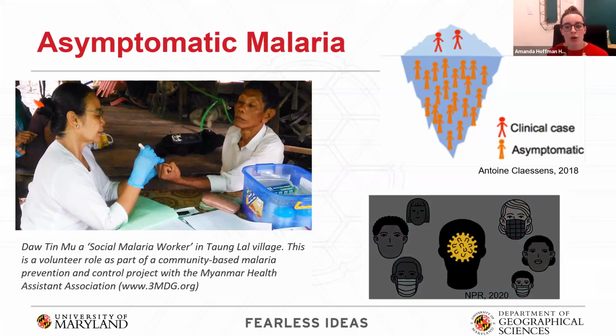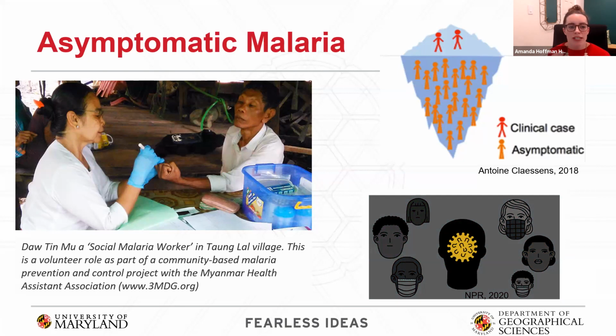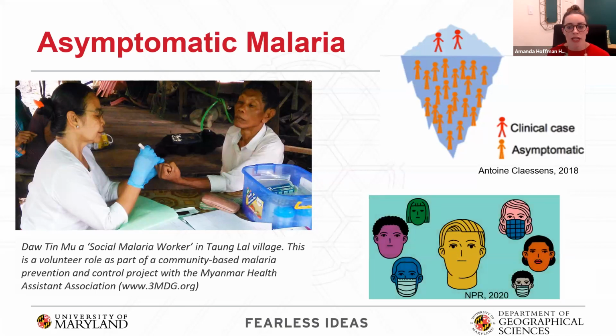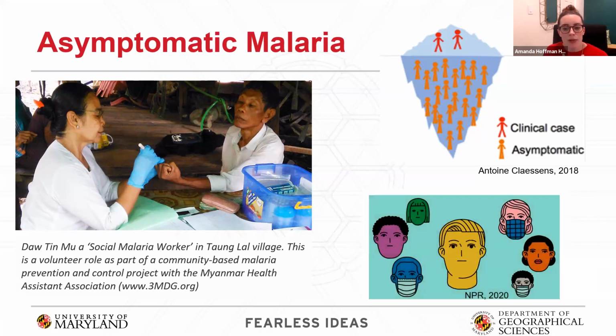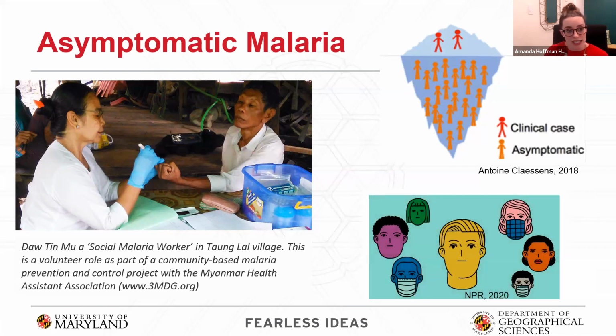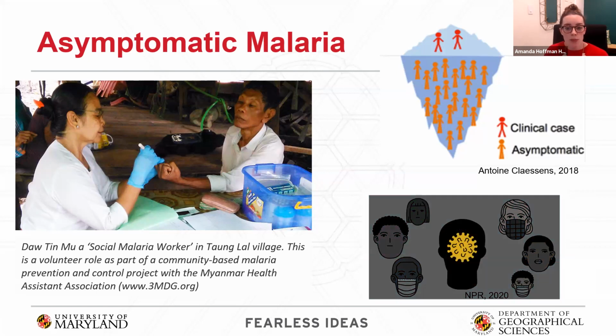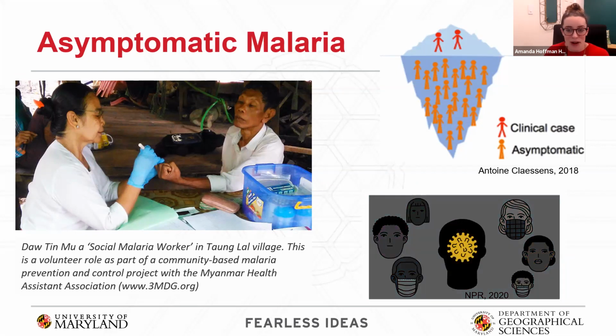While social malaria worker initiatives, like what I'm showing on the left, have been wildly successful in Myanmar, villagers only seek out these social workers when they are experiencing malaria symptoms. Much of the remaining malaria reservoirs in Myanmar are asymptomatic, and while they are still very capable of transmitting parasites via mosquitoes, most people that have this asymptomatic malaria are not aware of it.